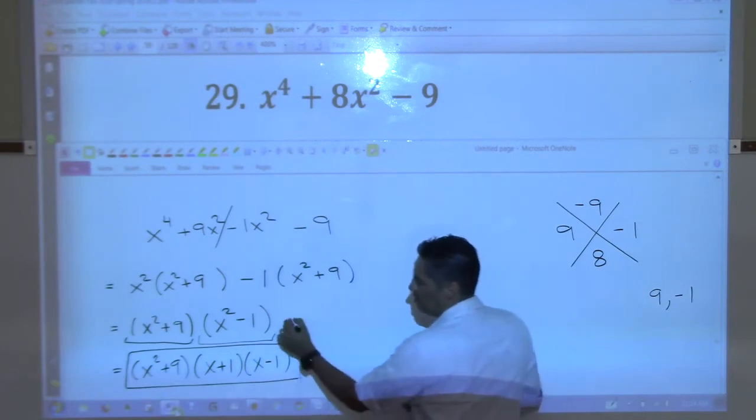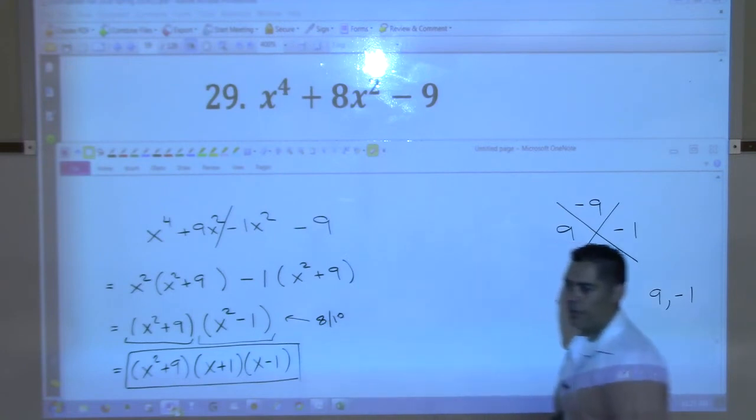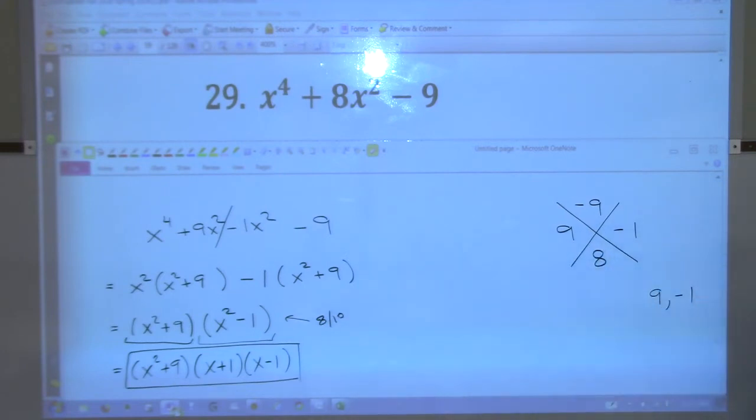So this step, if this was your answer right here, I don't know, you get 8 out of 10 points. You don't get the whole full credit because you have not completely factored it yet. Make sense?